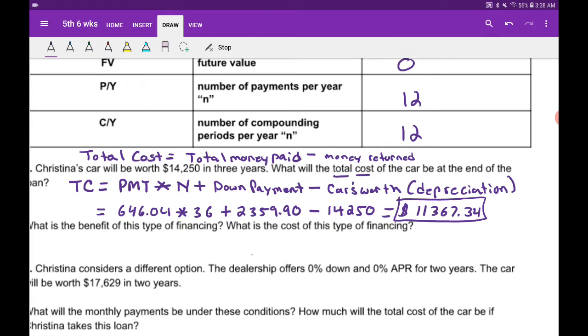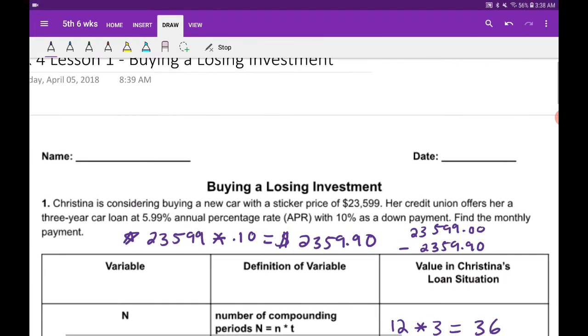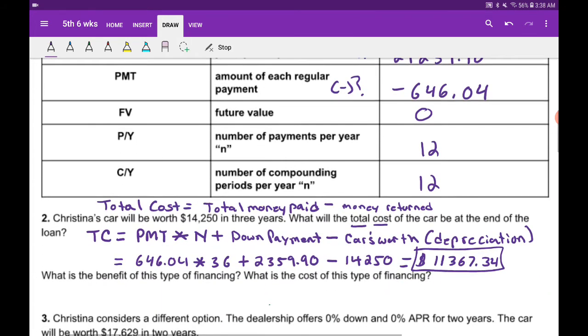All right, so like I said, the extra interest is calculated in there, our down payment that we paid in there, and the depreciation of the car. We bought a $24,000 car that is now worth $14,000 3 years from now. So all that's potential loss in our budget because we're still paying for a $24,000 car, even though the car is going down in value. So that's the whole definition of this assignment, buying a losing investment. And the car is an example of that.